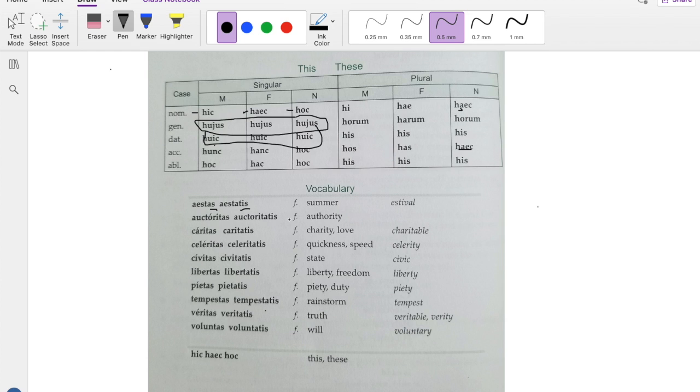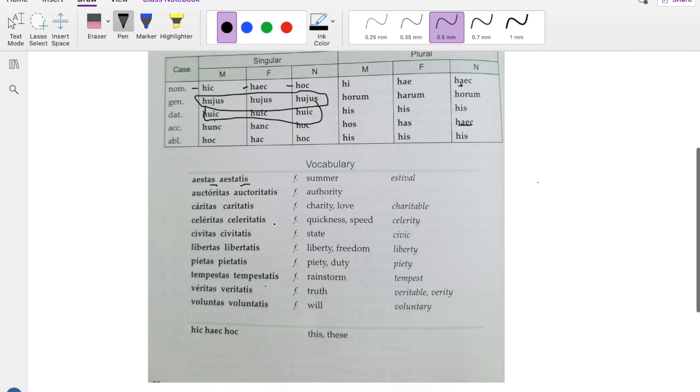Auctoritas, auctoritatis, authority. Caritas, caritatis, that's where we get the word charity. Celeritas, celeritatis, that's where we get my favorite word, celerity. Civitas, civitatis. There's not a directly connected word to it, but it's close to the word civic. Libertas, libertatis, right? That's where we get liberty, pietas, pietatis, piety. Tempestas, tempestatis, veritas, veritatis, voluntas, voluntatis. Not always, but a lot of times in English, we have words that are almost the same, but instead of the AS, they just have a Y. So that can be a good way of remembering the definition of these words.